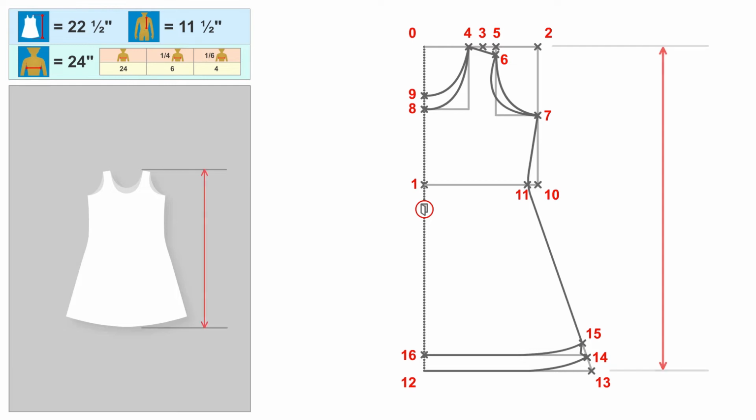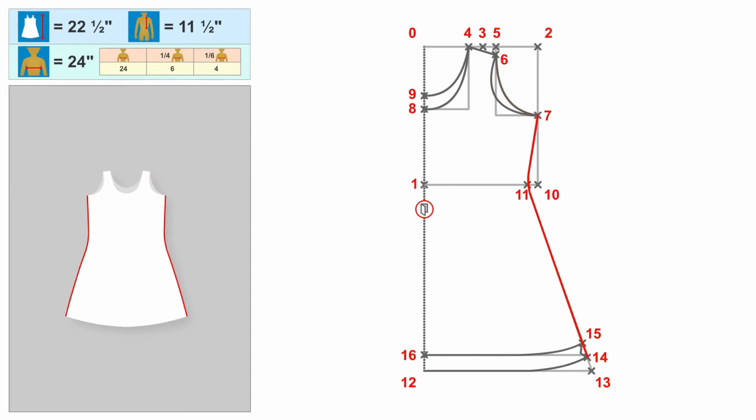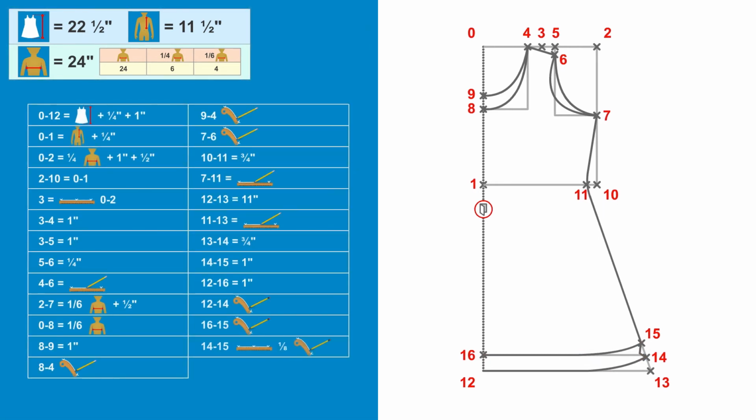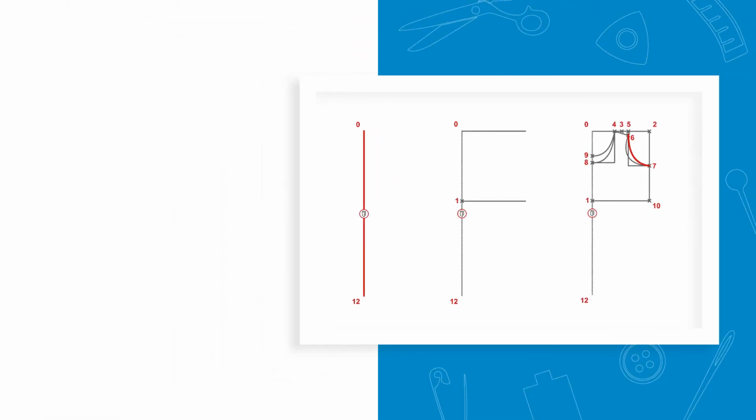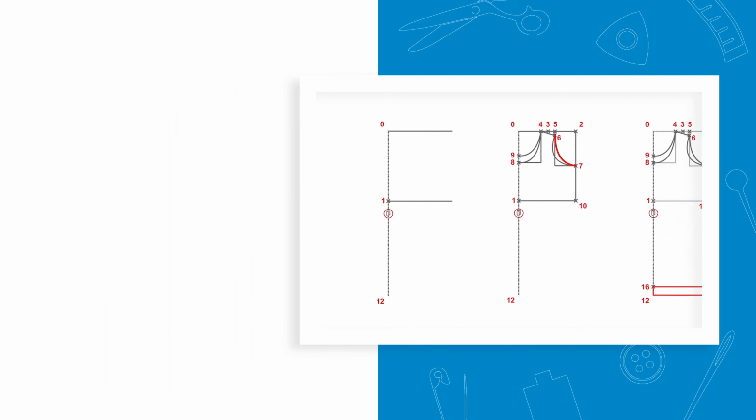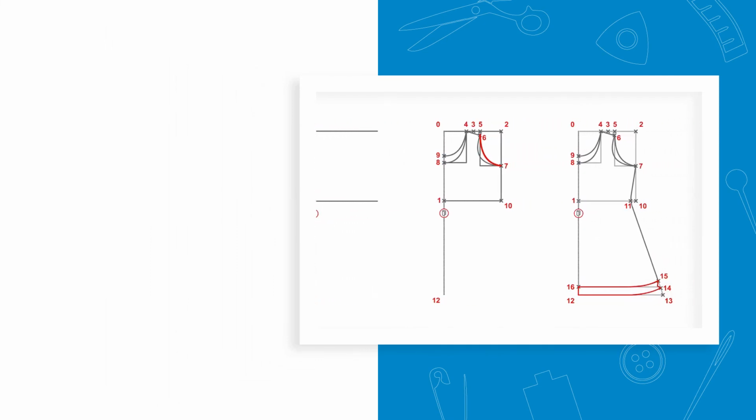Here, we have drafted the full length, front length, waistline, shoulder line, front neck, back neck, front armhole, back armhole, side seam shaping, and bottom hem shaping for an A-cut petticoat. In this session, we have learnt how to construct pattern for an A-cut petticoat. Before we conclude, let's take a look at the key steps involved in constructing pattern for an A-cut petticoat.